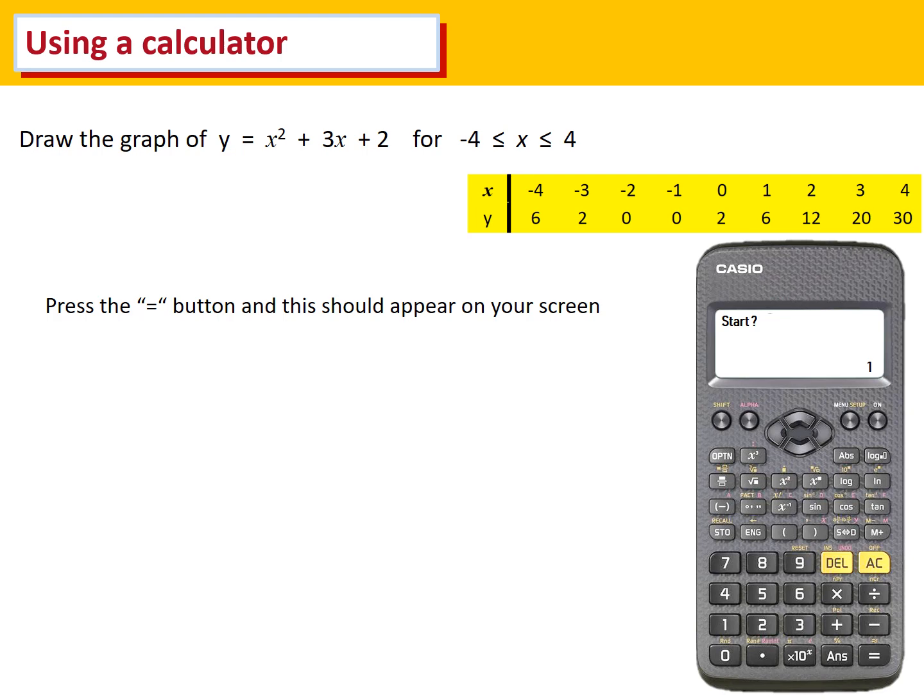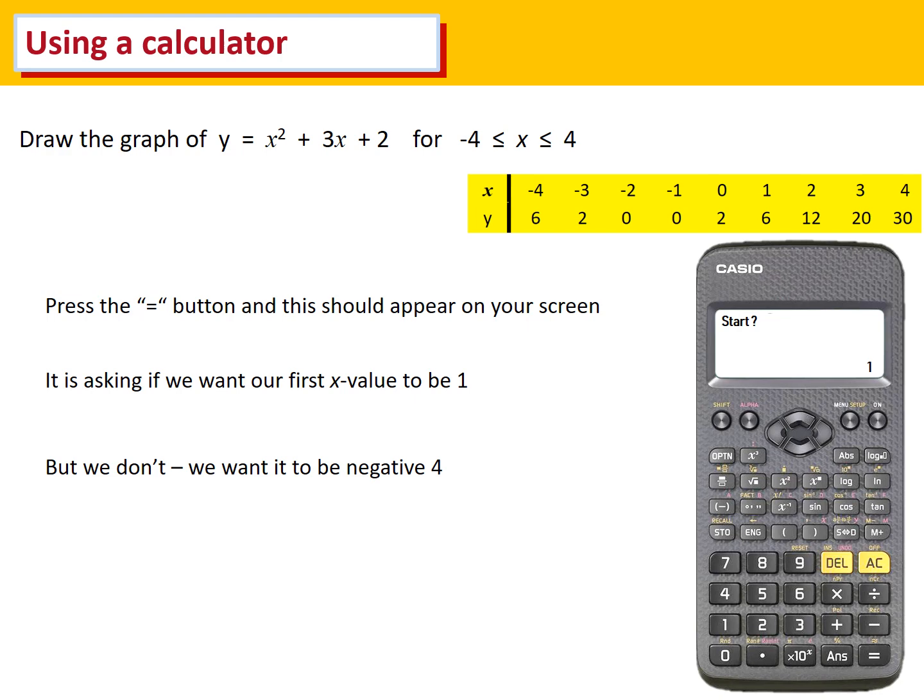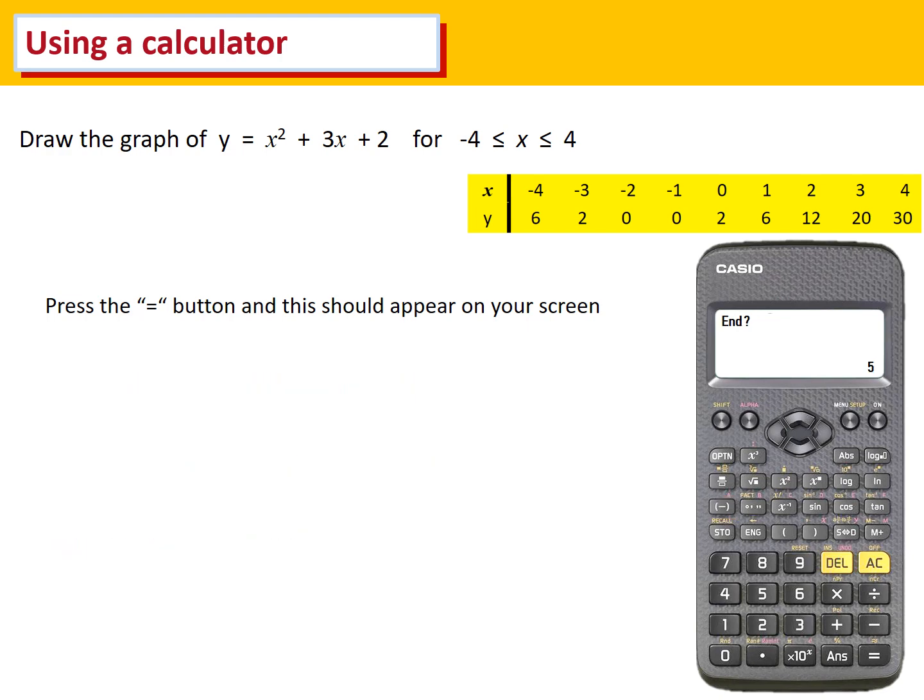If we press the equals button, then we should obtain on our screen start question mark 1. It is asking if we want our first x value to be 1, but we don't. We want our first x value to be -4. So we press the negative button, highlighted yellow, and then 4, and then press the equal sign.